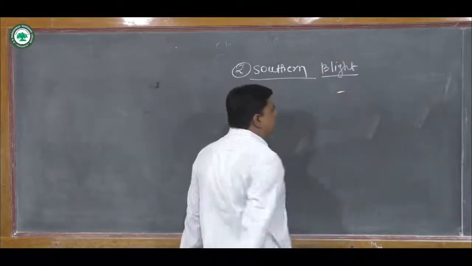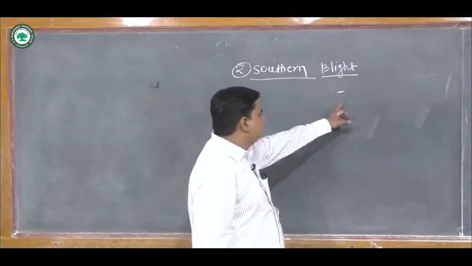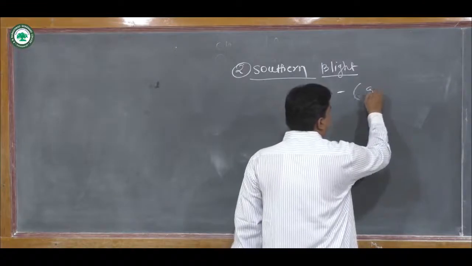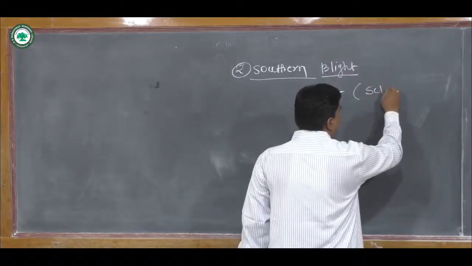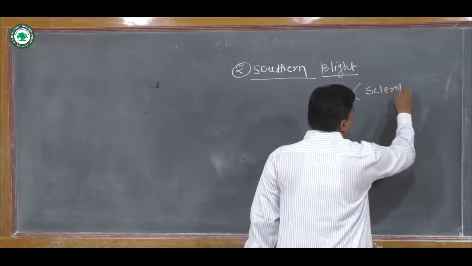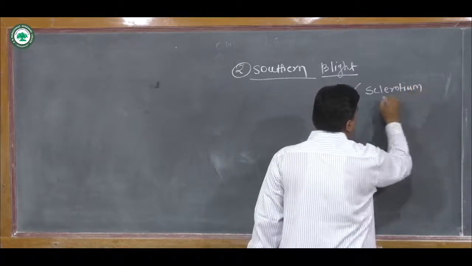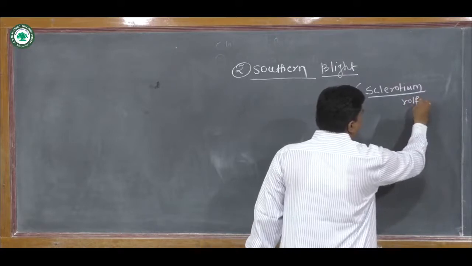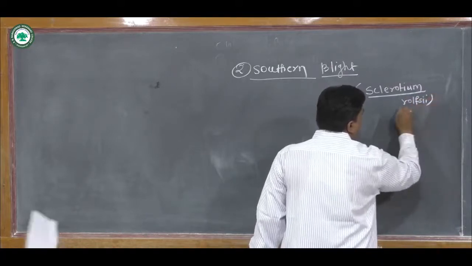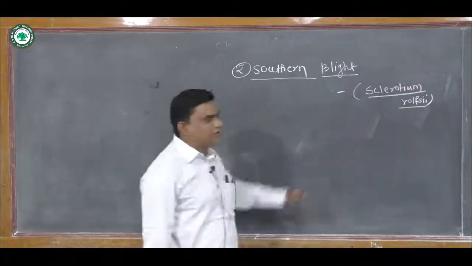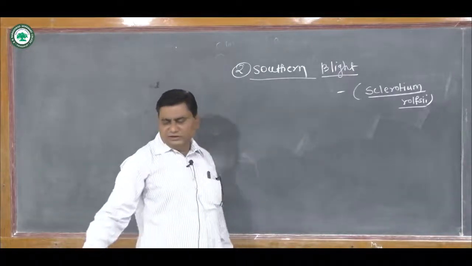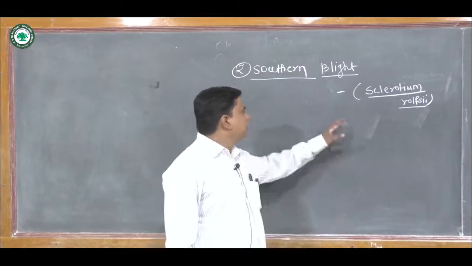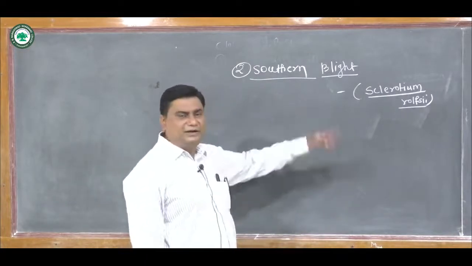Okay, the next disease is southern blight. What is the causative agent of this particular disease? Sclerotium rolfsii. This is the causative agent of the disease, Sclerotium rolfsii. It causes southern blight disease.